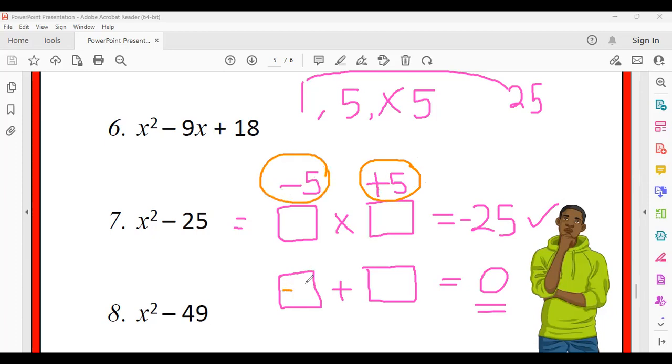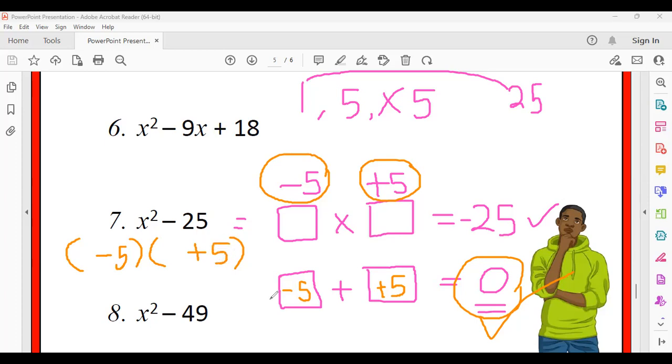Now, if I have negative 5 and the other one is positive 5, when I add, will I get a 0? Negative 5 plus 5. Yes. Perfectly, it eliminates each other. Do you see that now? So here, the bracket goes like one is negative 5 and the other is positive 5. It eliminates each other. That's why you don't have the center term. Do you understand now?